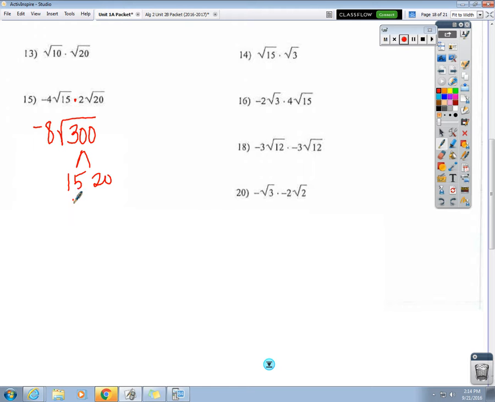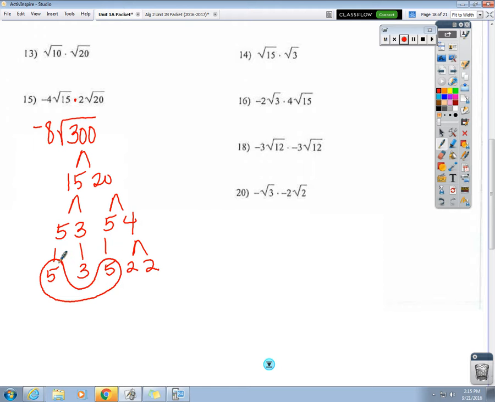15 becomes, and then 5, 3, 5, 2, and 2. Okay, so we circle the 5s, circle the 2s. So the only thing going back inside is the 3. Right, and so what else is getting kicked out? The 5 and the 2, and multiplies together to make a 10. However, you can't forget about this -8 that was out there to begin with, and they multiply, and you get a -80 square roots of 3.